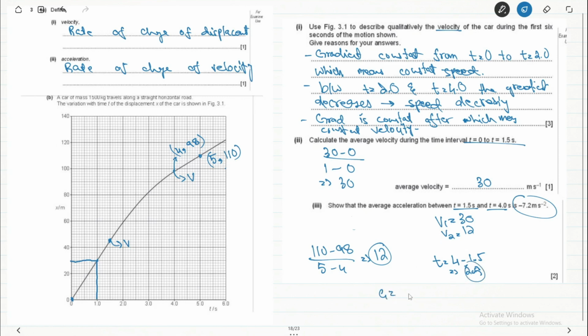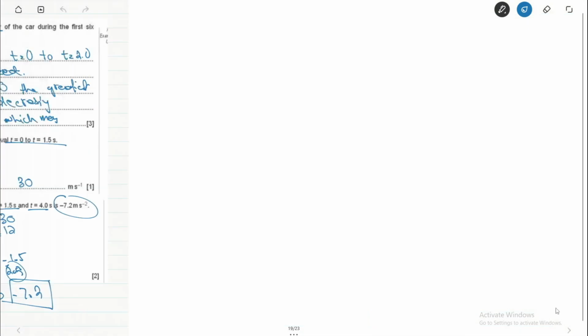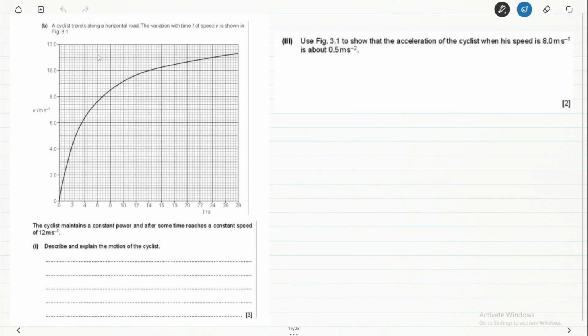So let's just apply the formula. A is equal to final minus initial divided by 2.5. And this comes down to negative 7.2. So this is our acceleration for this journey. Now on to the next one.